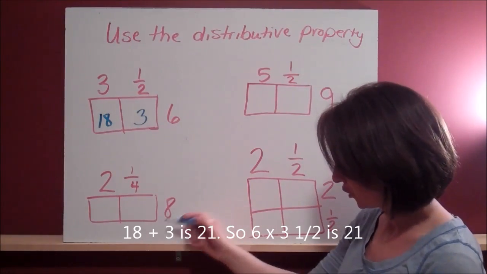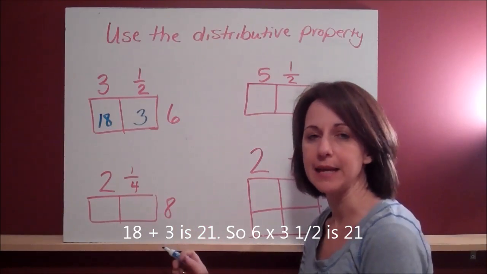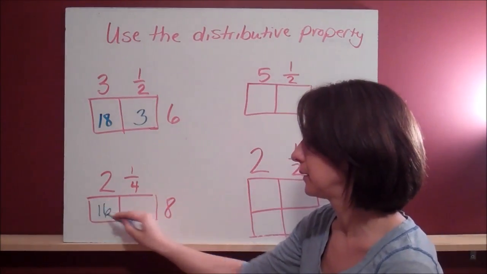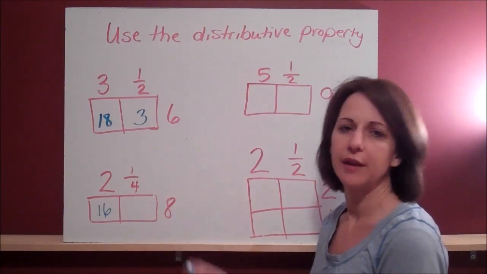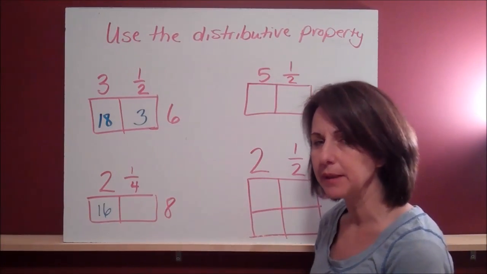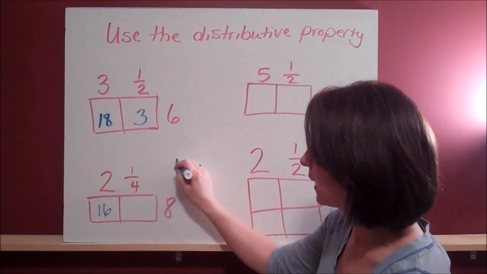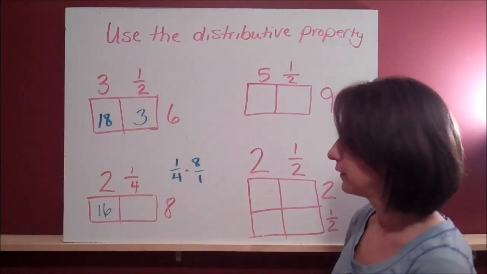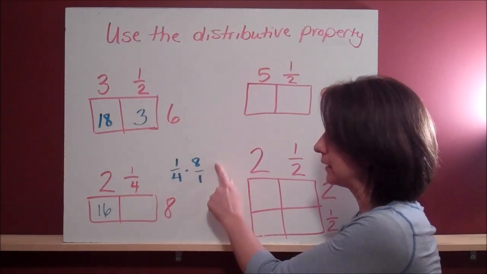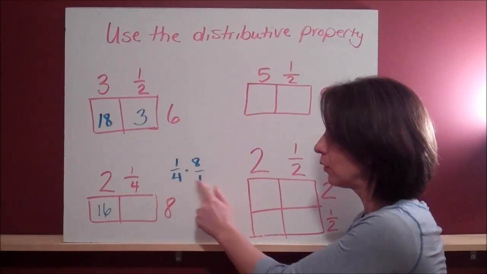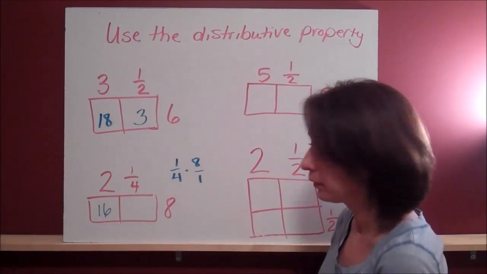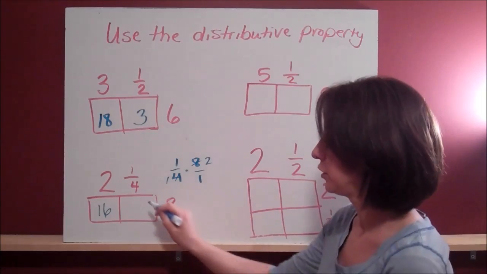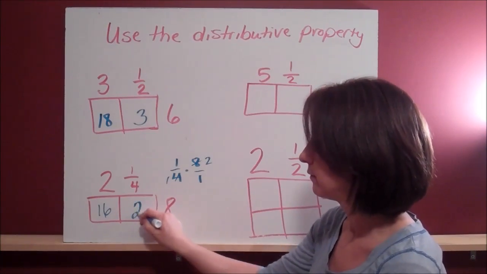What is 2 1/4 groups of 8? Well, 2 groups of 8 is 16. 1/4 of 8. Maybe you can do that mentally, maybe you can't. So you can, because you're multiplying, set it up as a fraction. And simply 8 times 1 and 4 times 1. Or you might notice that you could simplify, divide them both by 4. So your answer is 2. 1/4 of 8 is 2.